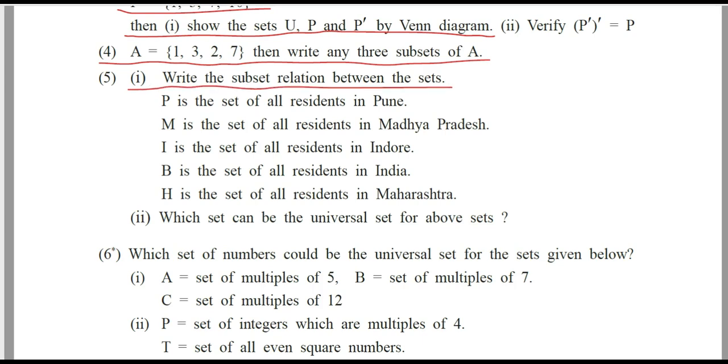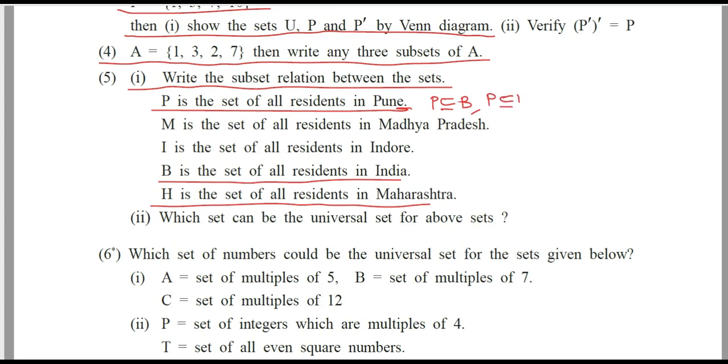Now the question number 5. Write the subset relation between the sets. P is a set of residents in Pune. M is a set of all residents in Madhya Pradesh. I is a set of all residents in Indore. B is a set of all the residents in India. And H is a set of all residents in Maharashtra. Now see this first, P. P is a subset of B. That is all the residents in Pune, they are the subset of B.